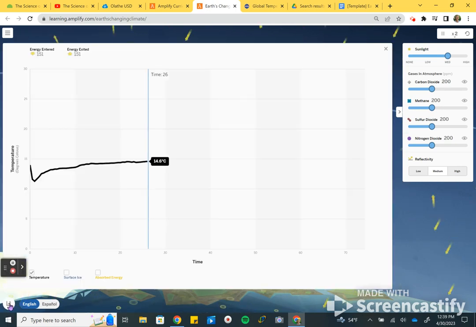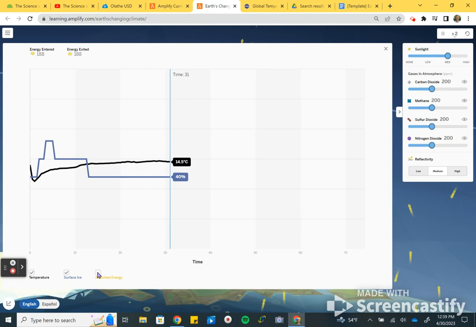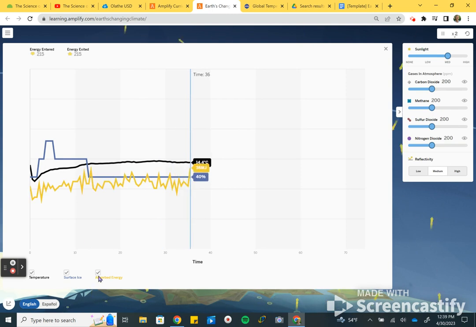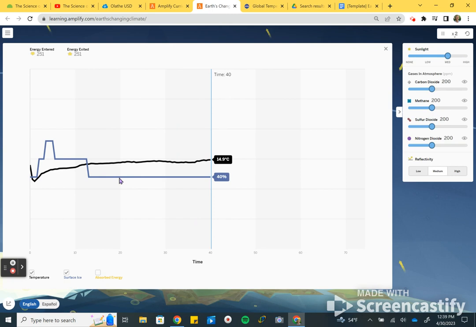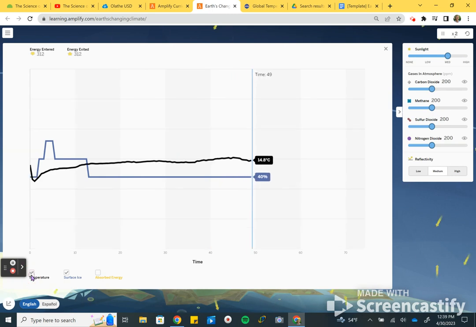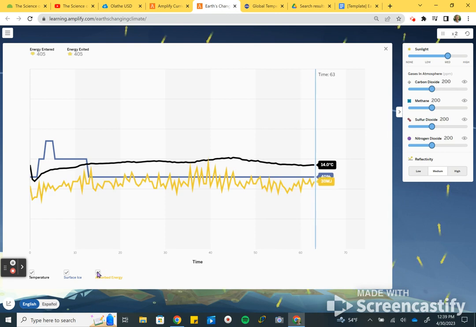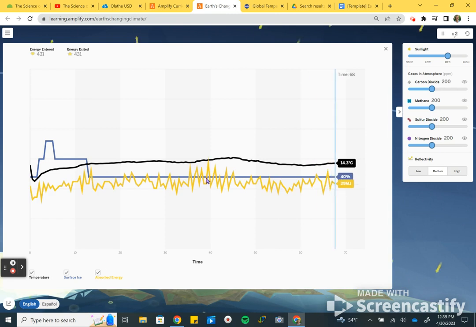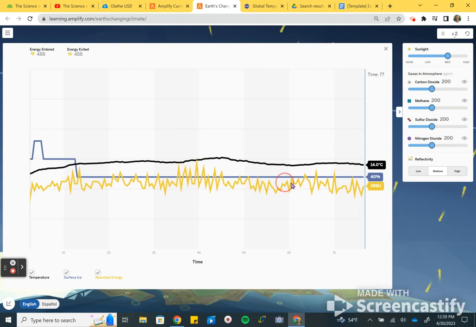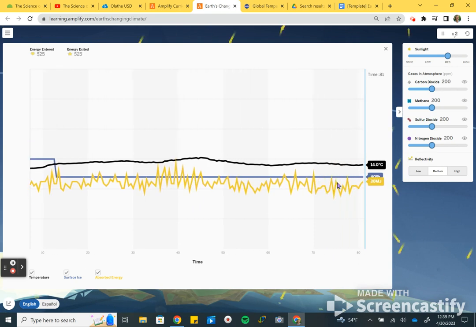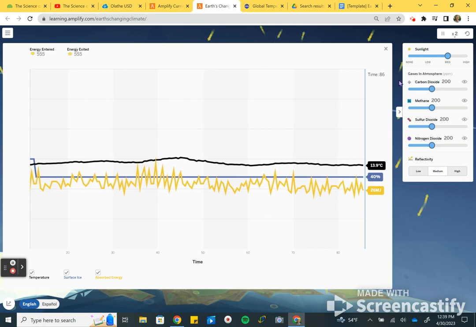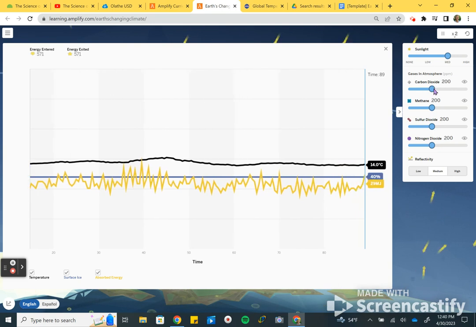There's also an analysis tool here that allows us to see the amount of surface ice in blue, which is staying constant, the temperature of Earth's surface, which is fluctuating but mostly staying the same, and then also the absorbed energy, which again, we see high fluctuations, but the trend shows us that it's staying the same. This is a great tool to use when you do change the gases.